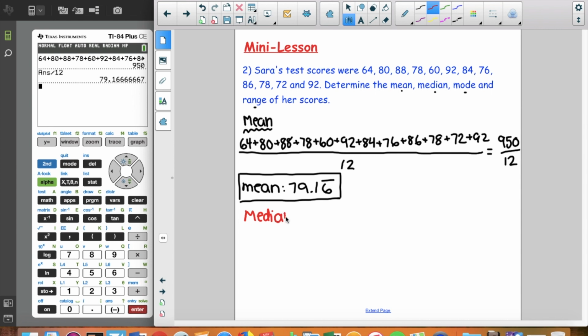So to find the median, you first need to organize all your values from smallest to biggest. So looking at our values here, it looks like our smallest number is 60. So that's going to be the first one. Then I see a 64, and then a 72, and then a 76.